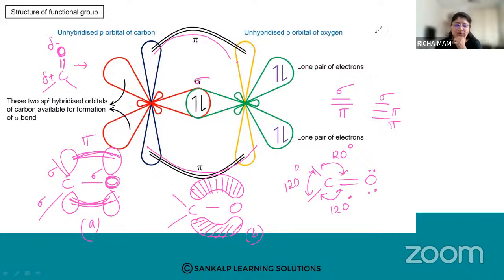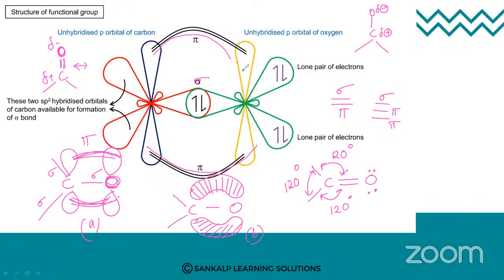So there will be development of charges occurring like this. Carbon will get a positive sign and oxygen will get a negative sign. This is about your carbonyl compound. So this is a carbonyl group. How does the carbonyl group form bonds? This is explained by the structure of the functional group.